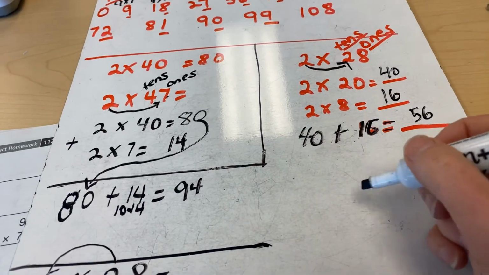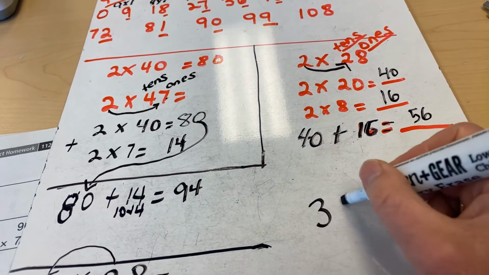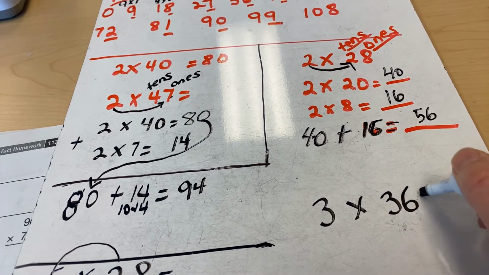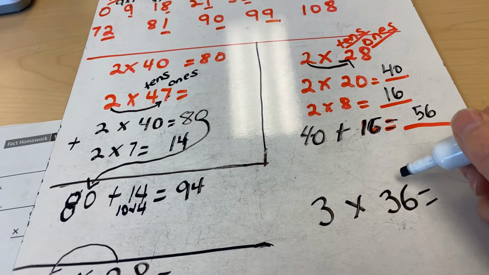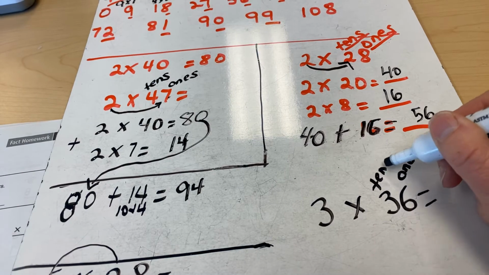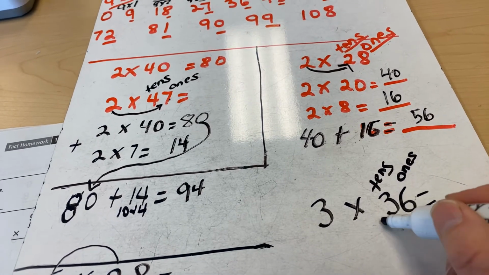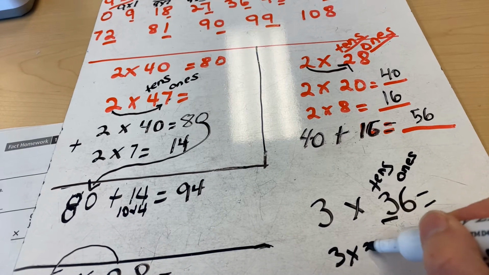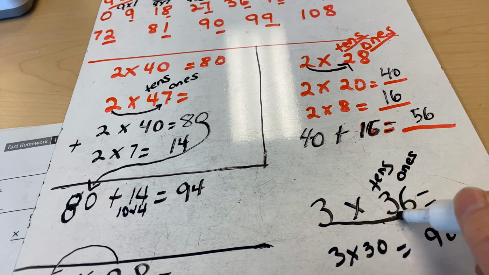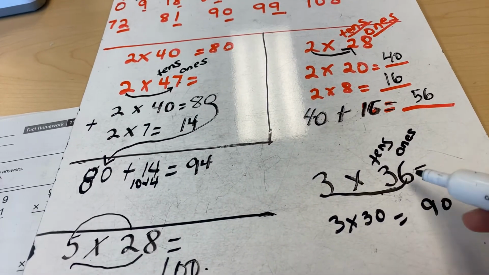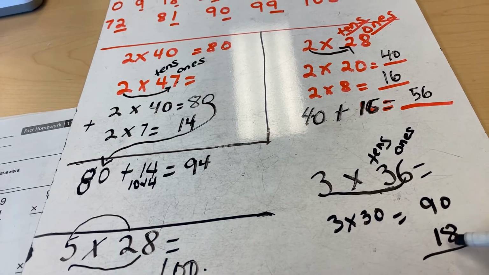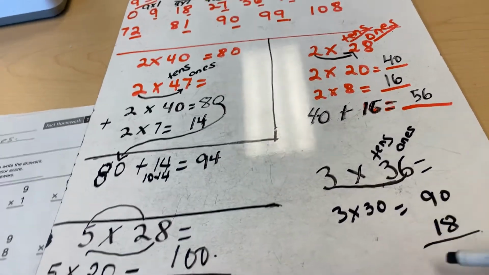And I'm going to do another one. So let's do 3 times, let's say, 36. I'll just make this up. So now I have, here's my ones and my tens. So I have 3 30s, so 3 times 30. 3 times 3 is 9, so you add a 0, that's 90. And then 3 times 6 is 18. So you go 90 plus 18, so that'd be 108.